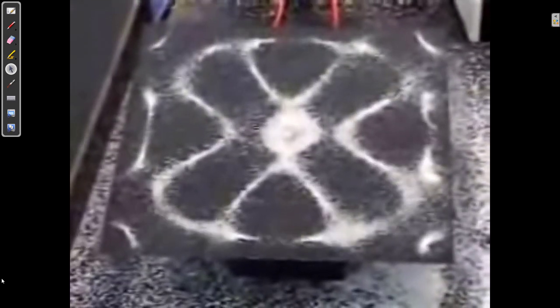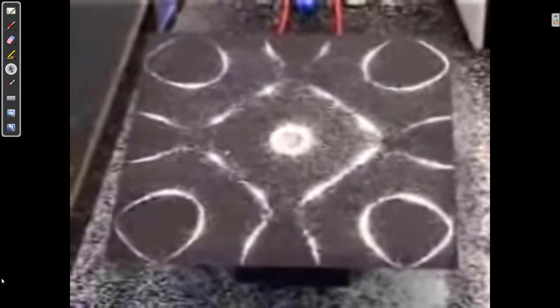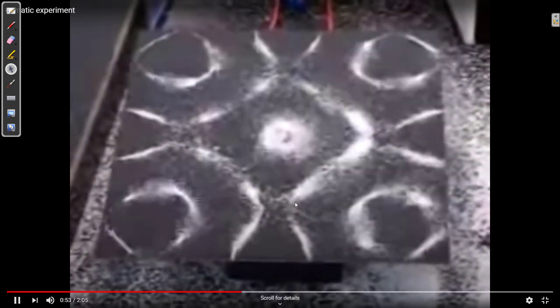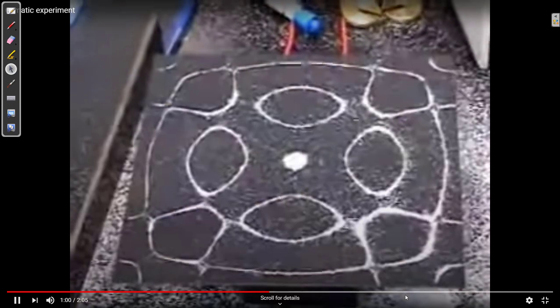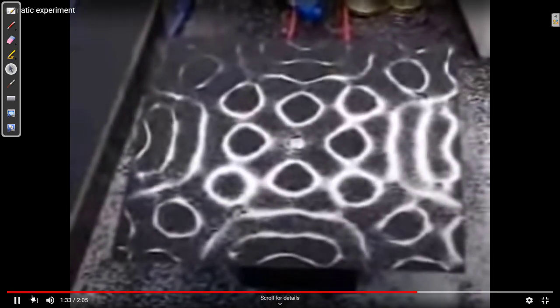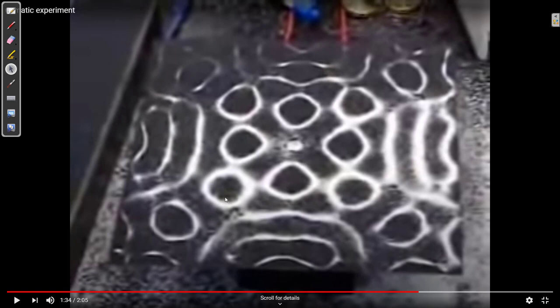As the vibration gets higher and higher and higher, the surface starts to change more and more. And it becomes more and more complicated, doesn't it? Look at this one. When the vibration is very, very high and the pitch is very high, look at how complicated the surface is.